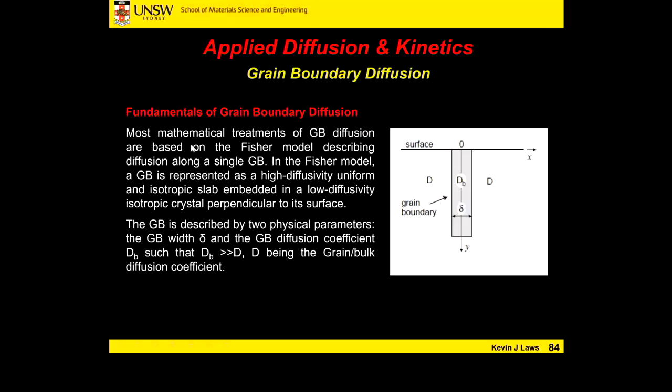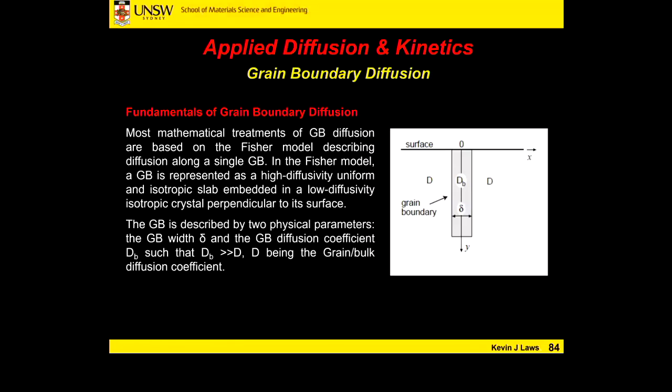So most mathematical treatments of grain boundary diffusion are based on the Fisher model. That's what we're focusing on today. All this does is describe diffusion along a single grain boundary in the simplest case that we can really think of: a grain boundary perpendicular to the surface of our material. So if that's the surface of our material here, out here is whatever atmosphere or next phase is present, whether it's a continuous phase or a discontinuous phase. Here's our solid material. Here we have essentially a grain of material, our matrix or our lattice, on either side, and here's our grain boundary.